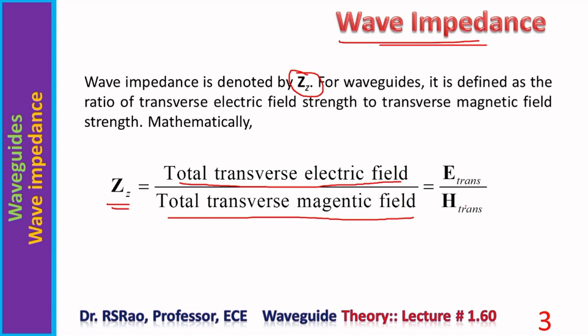If the waveguide is lying along the z direction, wave journey is along the z direction, and normal to the z direction are x and y. So total transverse electric field means the resultant or effective electric field of the components Ex and Ey. Similarly, transverse magnetic field means the effective magnetic field due to Hx and Hy.